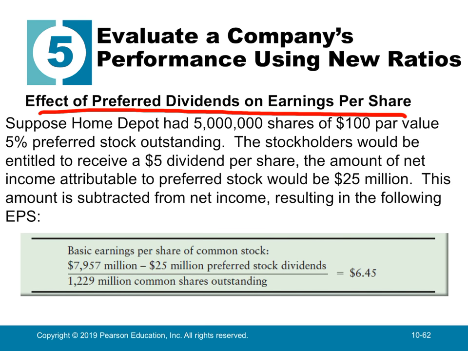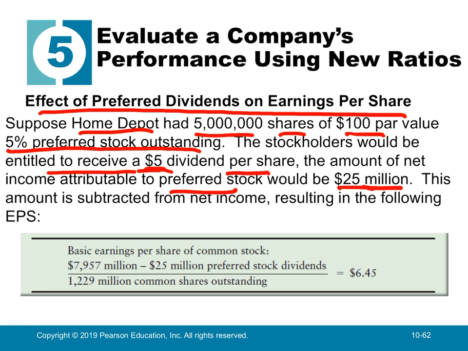So what is the effect of preferred dividends on earnings per share? Suppose Home Depot had 5 million shares of $100 par value 5% preferred stock outstanding. The preferred stockholders would be entitled to receive a $5 dividend per share. The amount of net income attributable to preferred stock would be $25 million. So we would just have to take our earnings minus this $25 million due to preferred stock dividends, divided by the weighted average common shares outstanding, and that gives us our earnings per share.